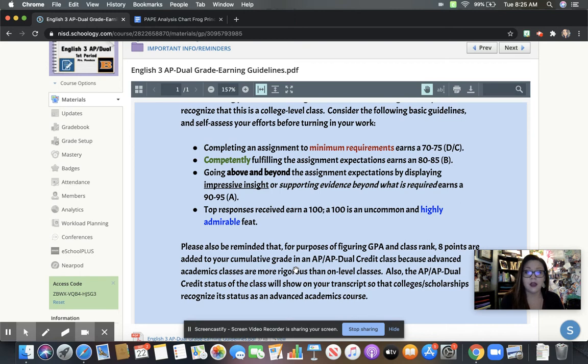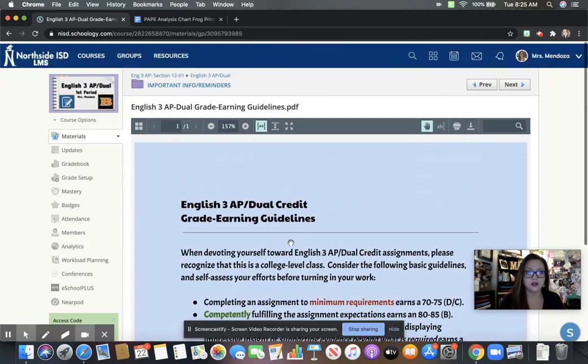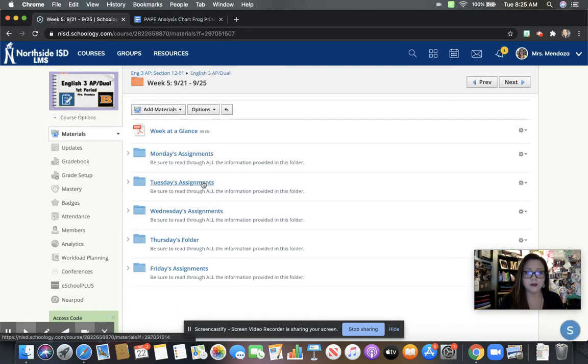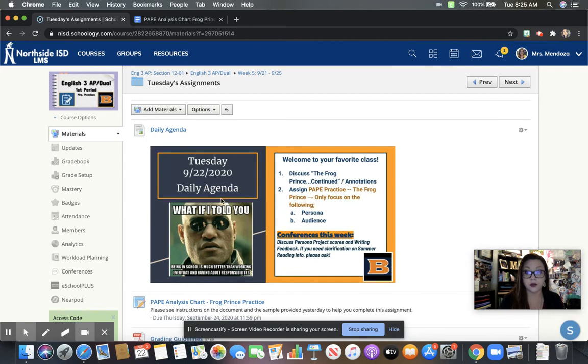So that's about right. So you'll see the other bullet points that say going above and beyond the assignment expectations by displaying impressive insight or supporting evidence beyond what is required earns around a 90 to a 95. Top responses, and I'm talking top 5%, receive a 100, and it's uncommon, okay? And I want you to think about in terms of the AP exams, right? How many perfect scores are there out there? There's really wonderful scores. There's passing scores. Then there are above average scores. And that's what you want to think of too when you're looking at your assignments. So I wanted to share that with you so that way you understood when it comes to grading what I'm looking for and how to get maybe some of the scores that you feel you want to earn. Okay, we'll put it that way.